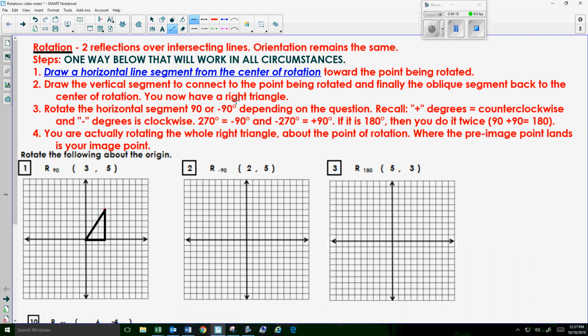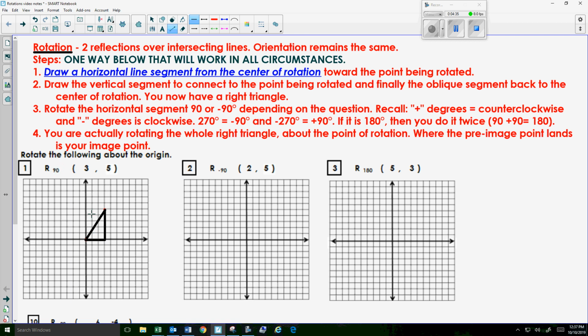So when I'm done, you have a right triangle. Notice, again, the key is you must start at the center of rotation and go out horizontally first. You do not go vertically first and draw a right triangle this way. You go horizontally first. Okay, so now it says rotation of 90 degrees.